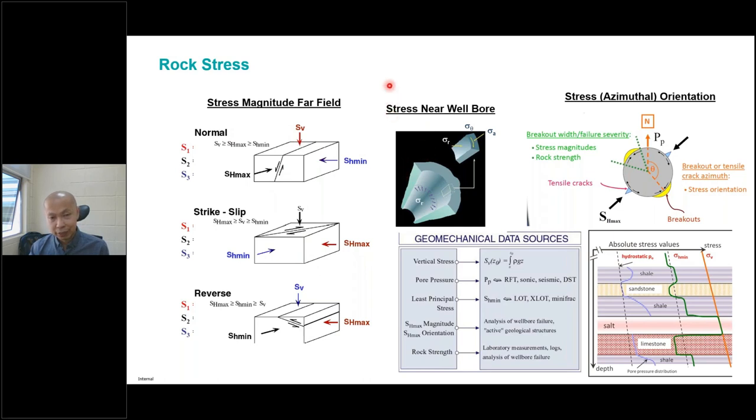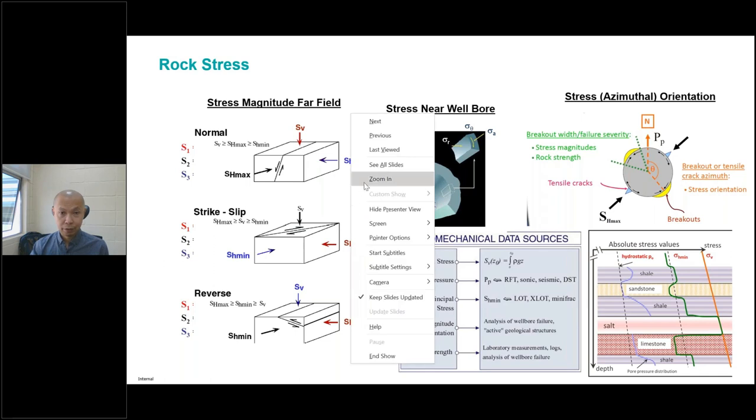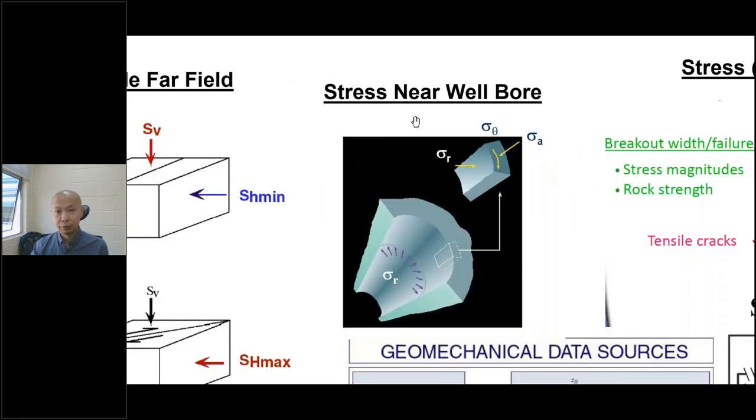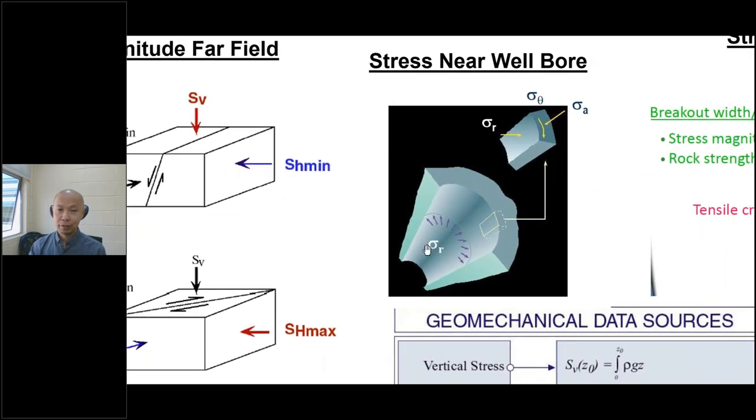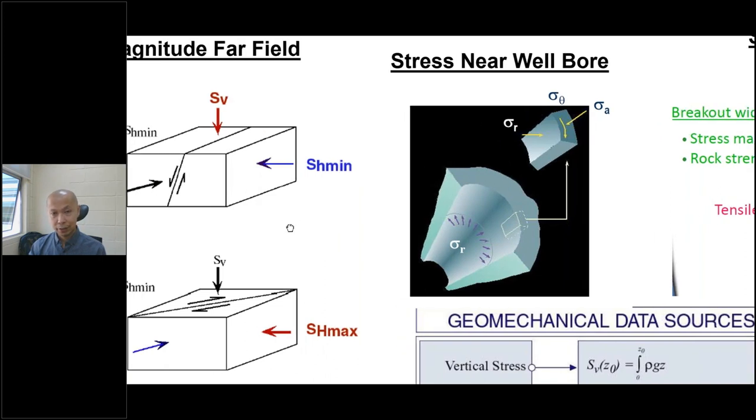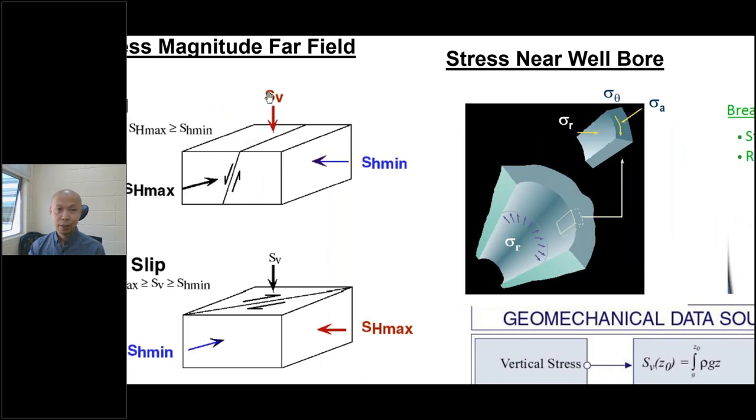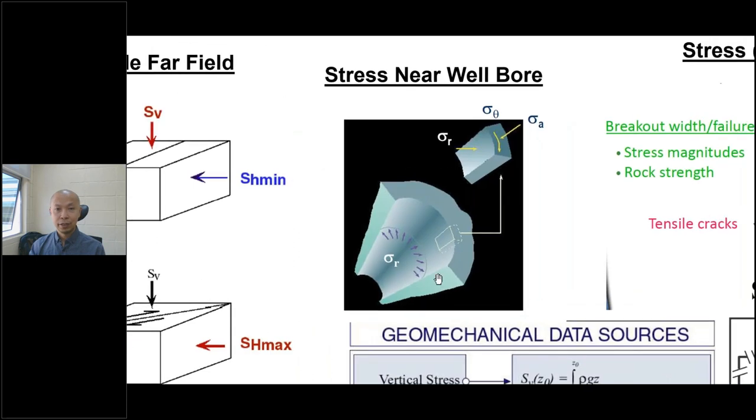Let's move on to the next picture here. When we model the rock as three orthogonal stresses, it is easy to imagine before we drill a hole. But when we drill the hole, it is easier for us to work in polar coordinates. In the near wellbore area, around the hole, we need to convert this Cartesian coordinate system, x, y, z, into polar coordinates.